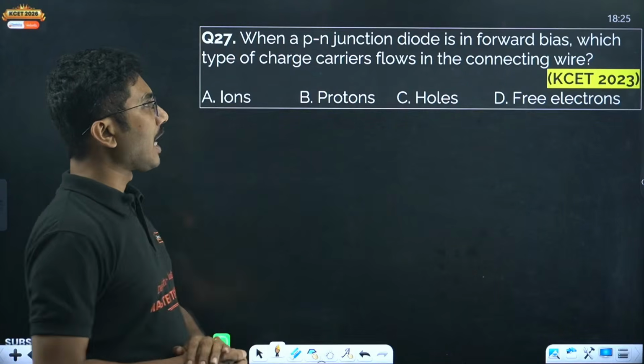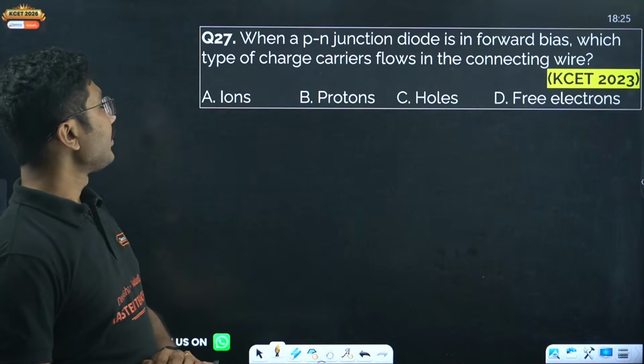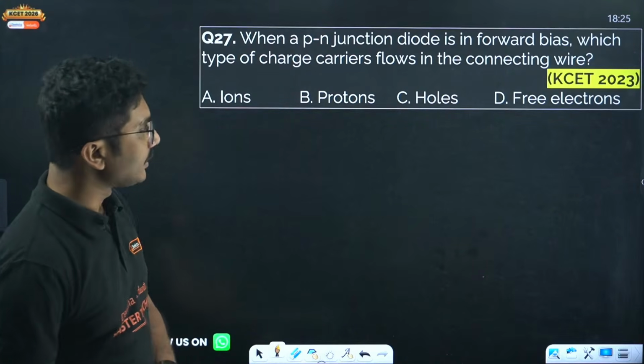When a PN junction diode is in forward bias, which type of charge carriers flows in the connecting wire?